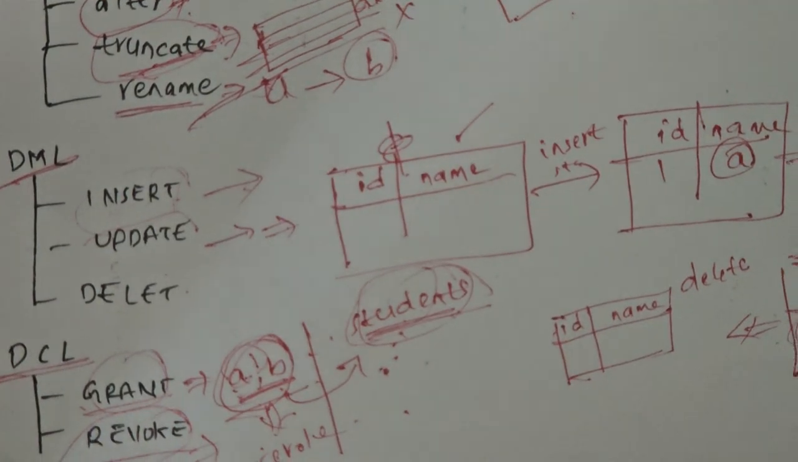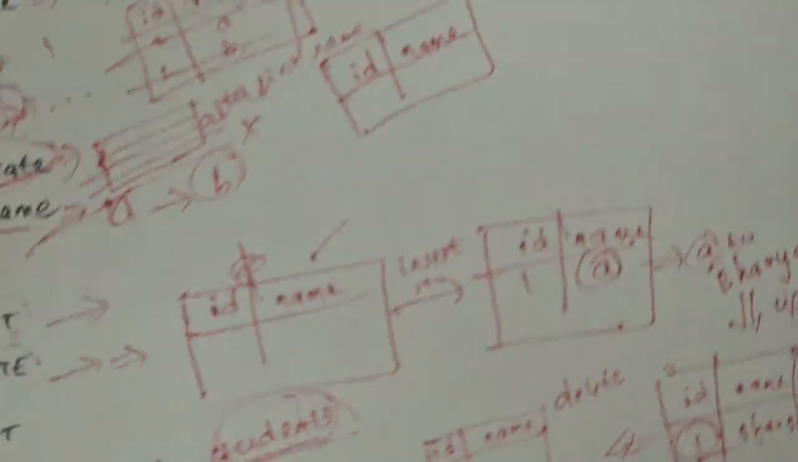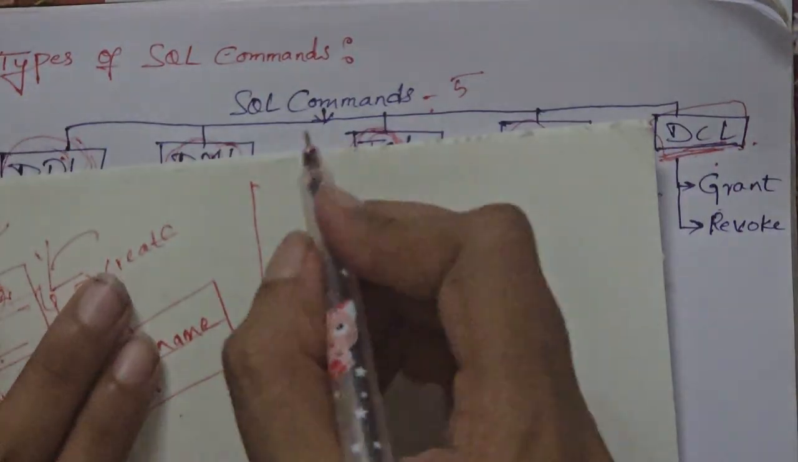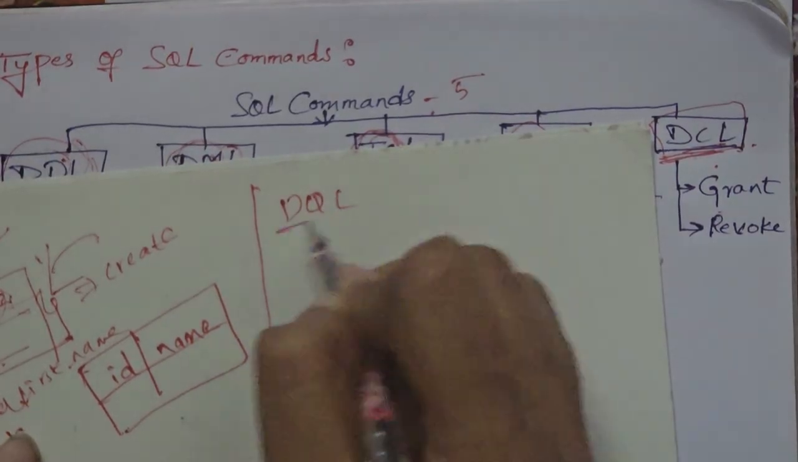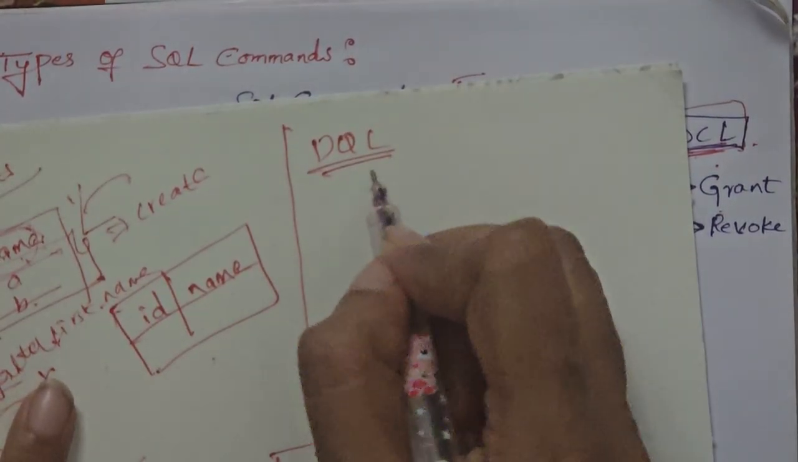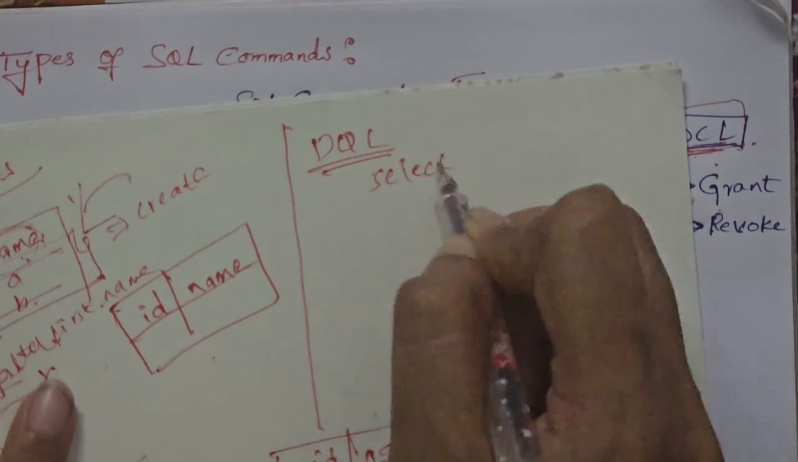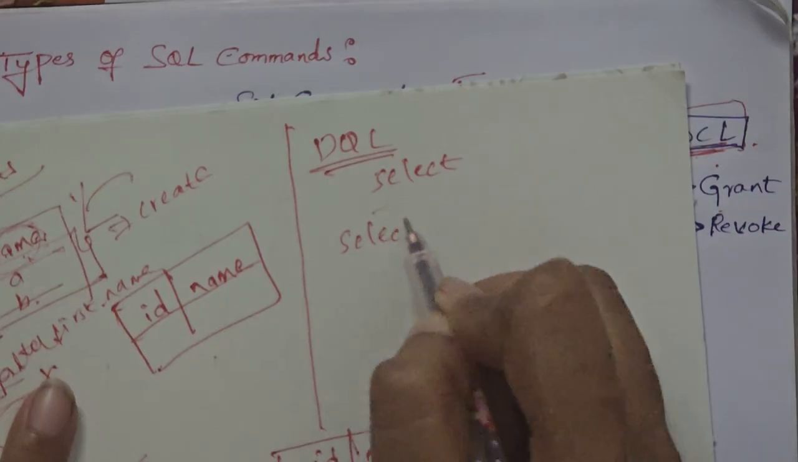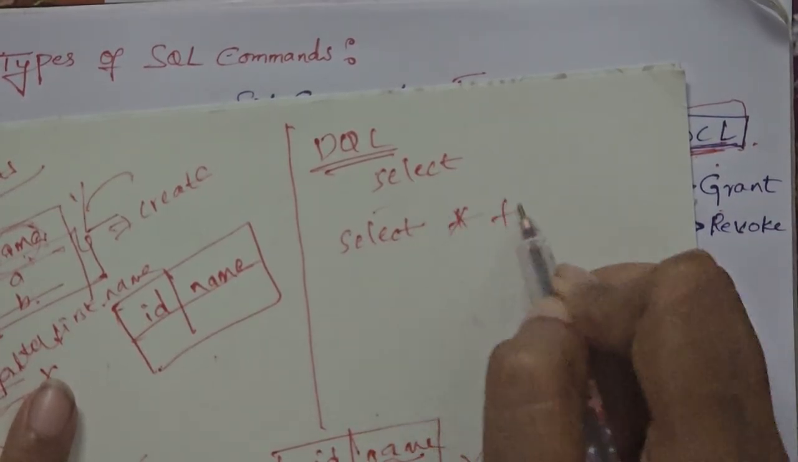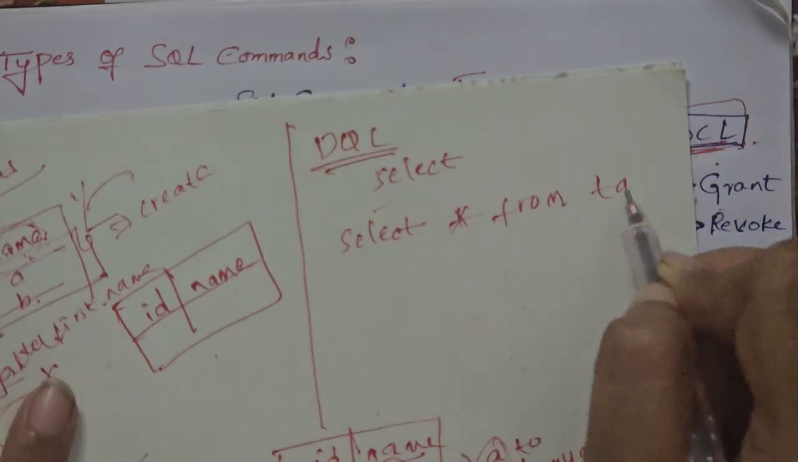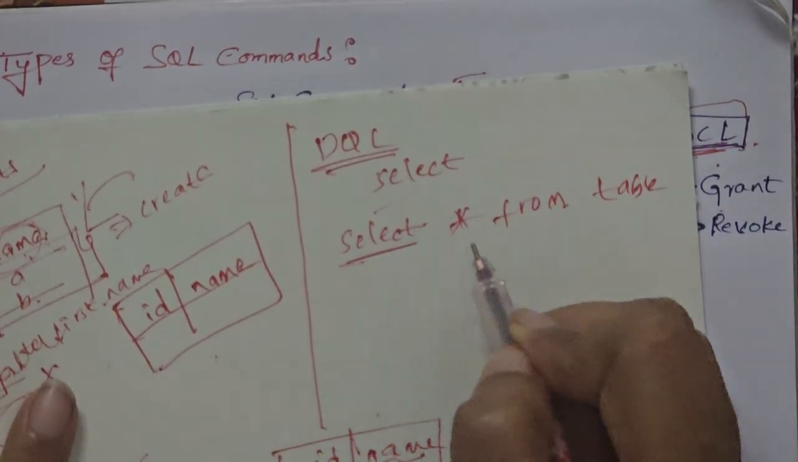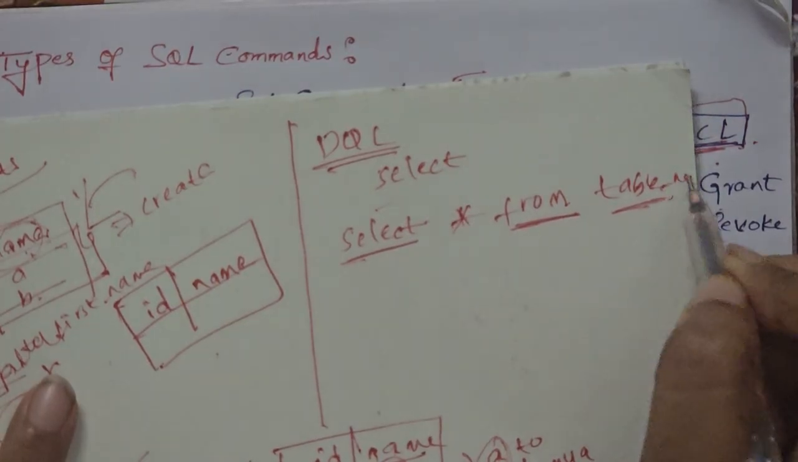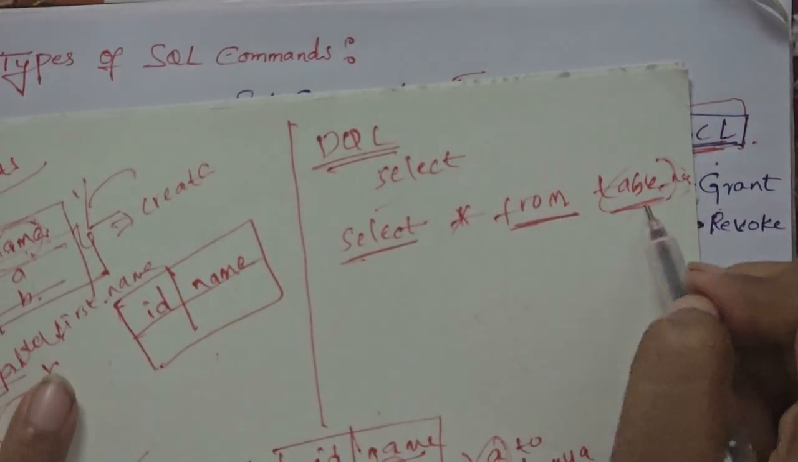I hope you have understood till here. Next one is DQL and TCL. In the DQL, data query language, we are having the select statement. Select is mainly used to retrieve the data from the table. The basic syntax will be select star from table. Select is the keyword and from is the keyword, and this table name will be your table name, which you are trying to query.